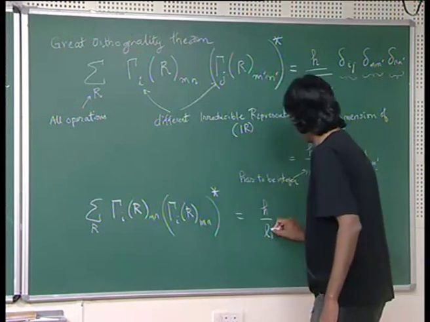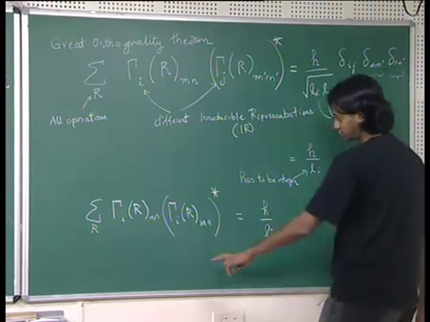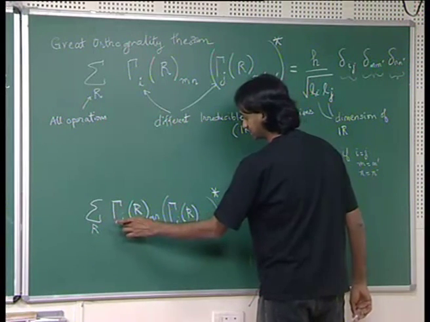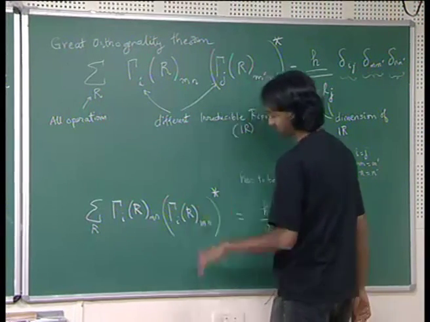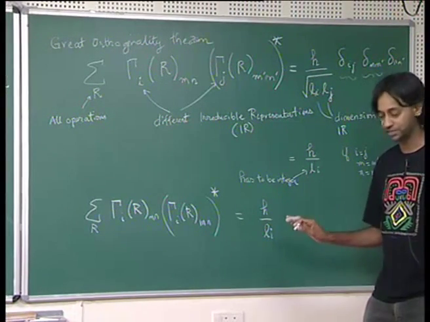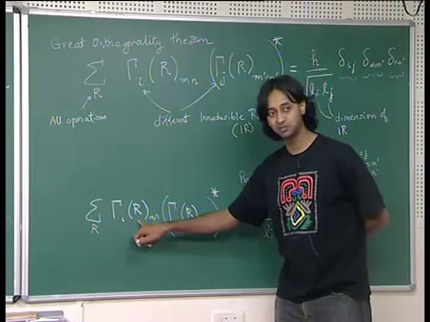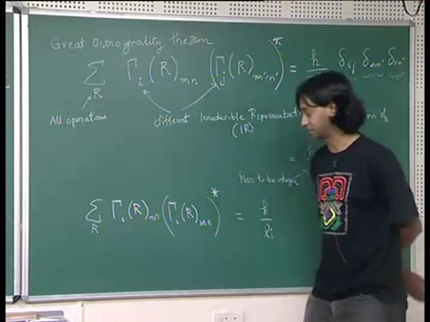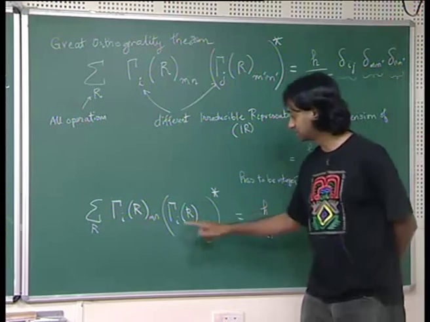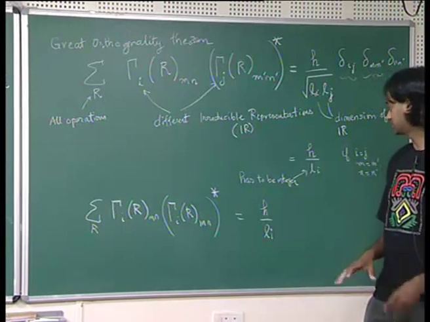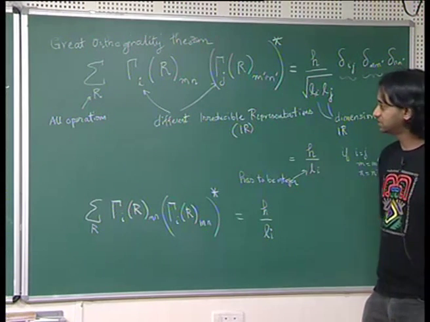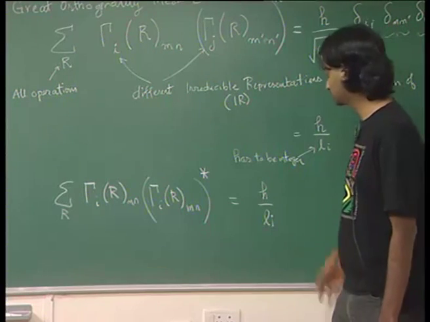Okay. So, now you can see that you are taking the mn-th element, and you are just taking gamma i into gamma i star. So, we are just squaring the matrix element for a particular operation, and we are summing over all operations. Essentially we are taking the same matrix element and squaring it over all operations, and that gives you h divided by l i. Okay. So, we will keep this, and then we will start trying to show how you can use this practically.